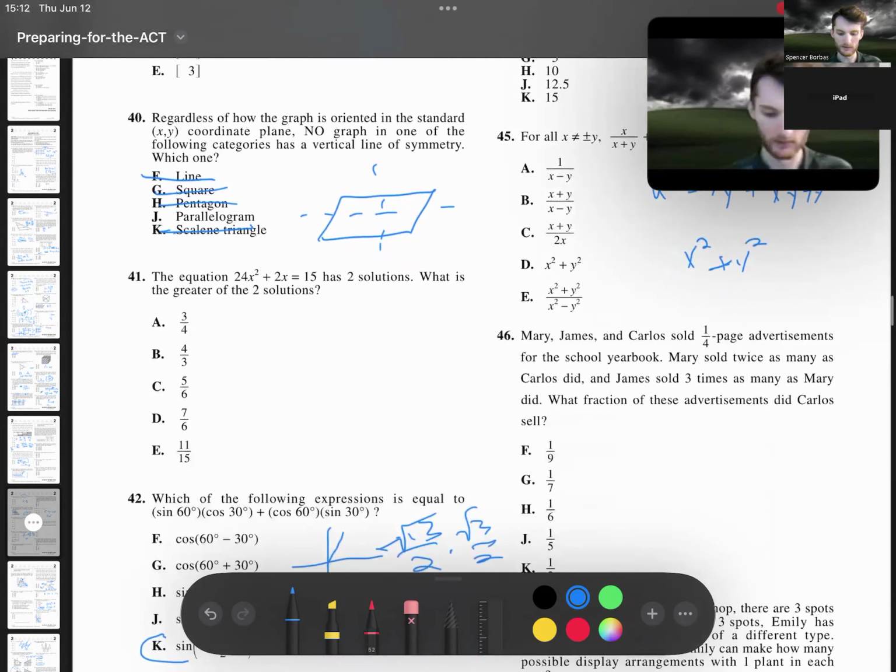All right. 46. So twice as many as Carlos did. We should just do Carlos. All right. I'm writing B for everything because I am out of time. Now, B is equivalent to G. All right. I am out of time.